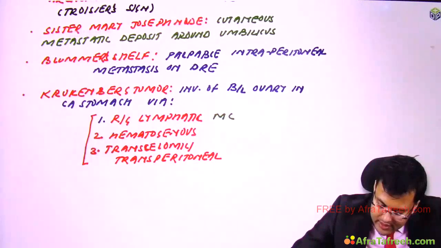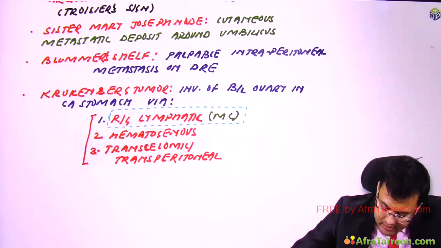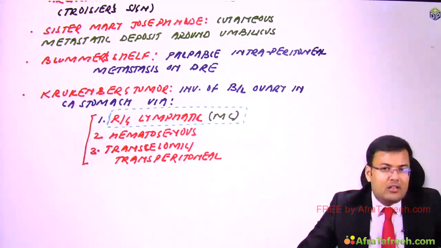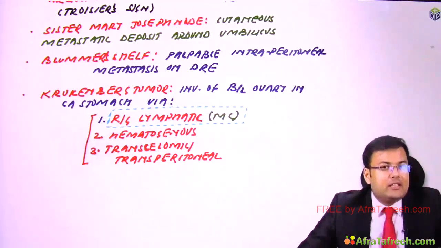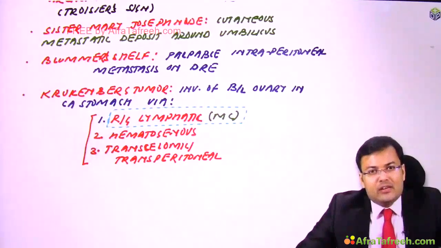the retrograde lymphatic. This is a question. See, initially the most common route was transcoelomic or transperitoneal, but be careful, this is changed nowadays and it is retrograde lymphatic. What is anterograde and retrograde? Anterograde means along the flow, retrograde means against the flow. So this is retrograde lymphatic spread, most common route for Krukenberg tumor.